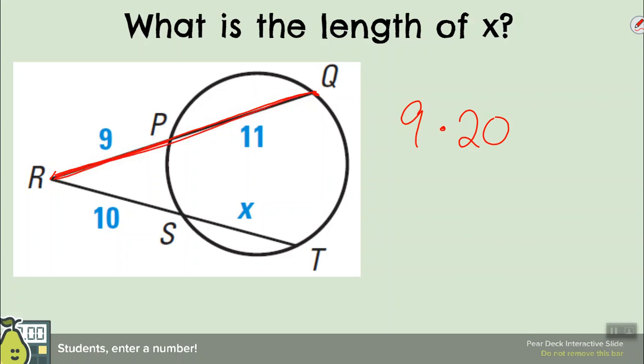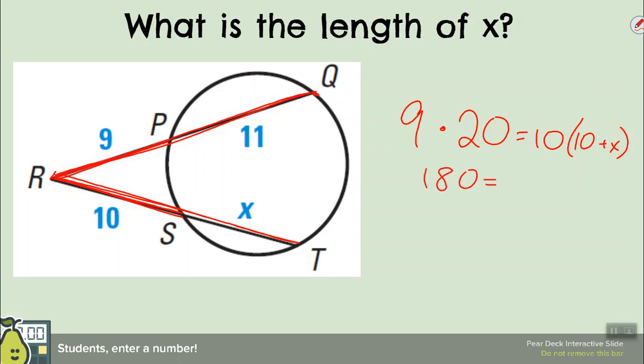And then the exact same thing for the other secant segment. The external part, RS, which is 10, times the entire thing, which is 10 plus X. We're actually going to put that whole quantity in parentheses there. So it's the external part times the entire thing. We get 180 on the left side.